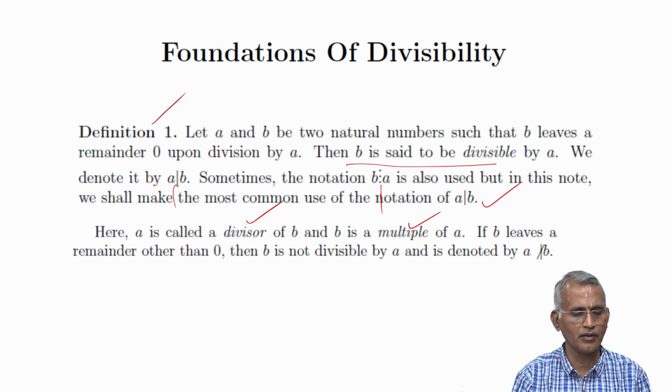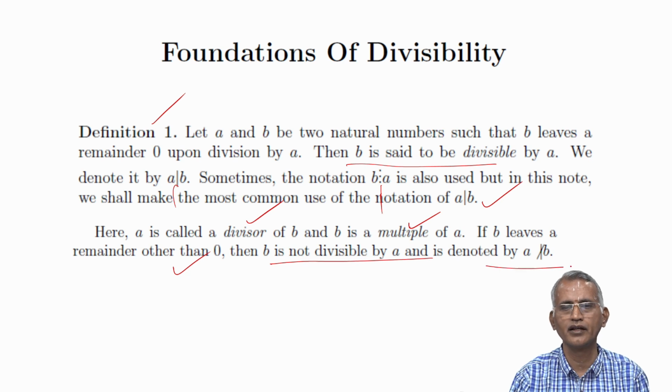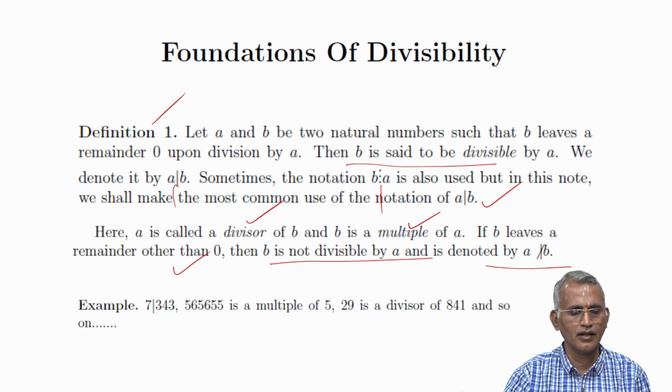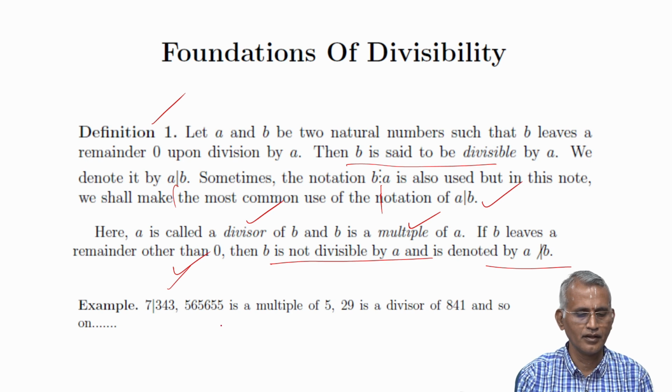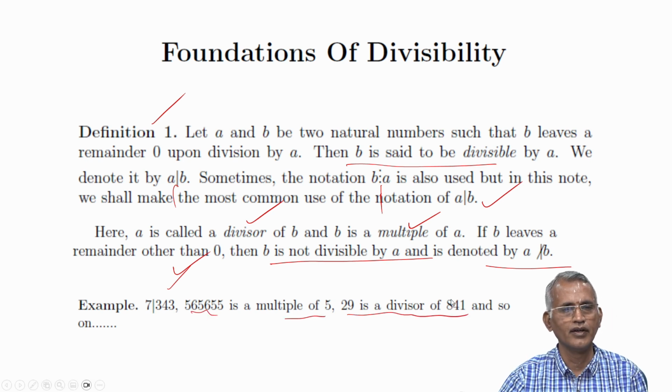If b leaves a remainder other than 0, then b is not divisible by a and this is denoted by a does not divide b. So, keep this statement in mind. We have an example. You take 343 divided by 7 and 565, 655 and so on. So, these are all the ways we can give examples of divisibility, where one divides the other.